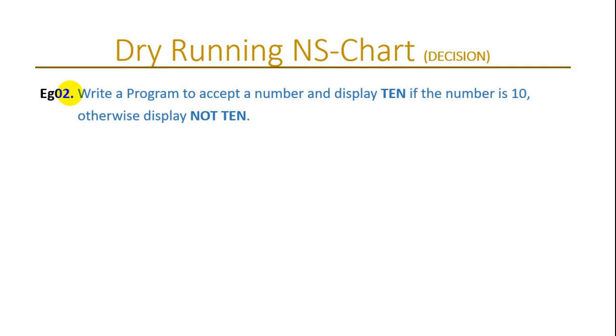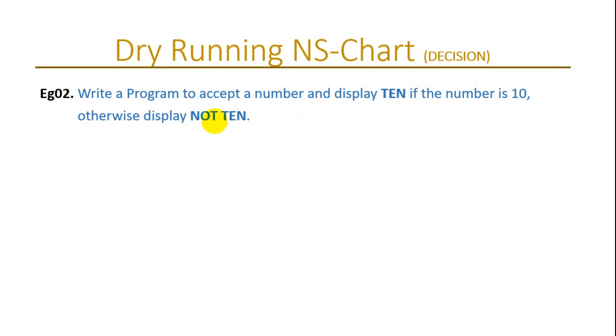If it is less or equal, we didn't do anything. But this program is slightly different. Write a program to accept a number and display 10. You are going to accept a number. If that number is 10, you have to display the word 10. Otherwise, display not 10. So this time we have two options, and in two options we are printing different things.